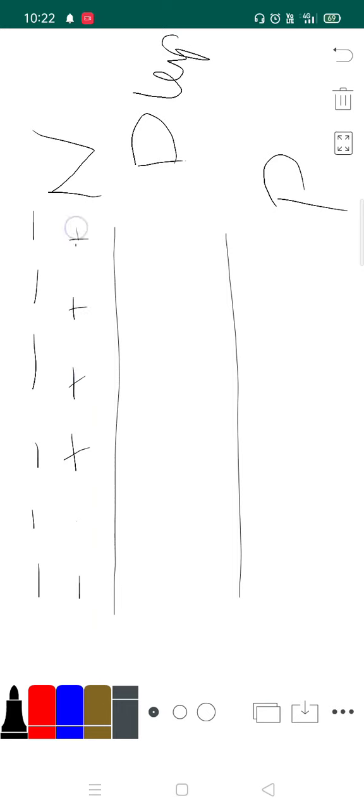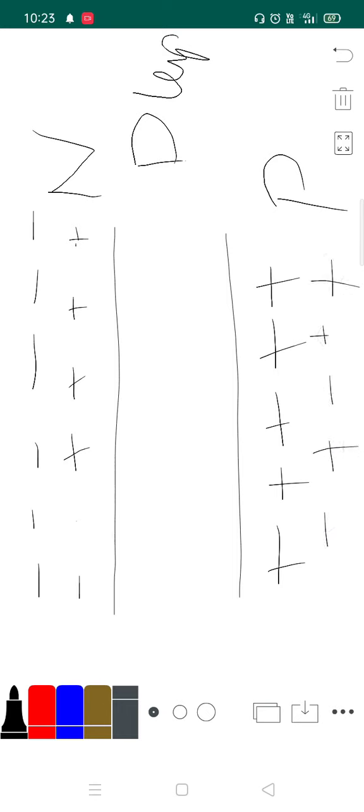So remember, in the n region the majority charge carriers are electrons, and in the p region the majority carriers are holes. So when we join these together, the depletion layer is formed.